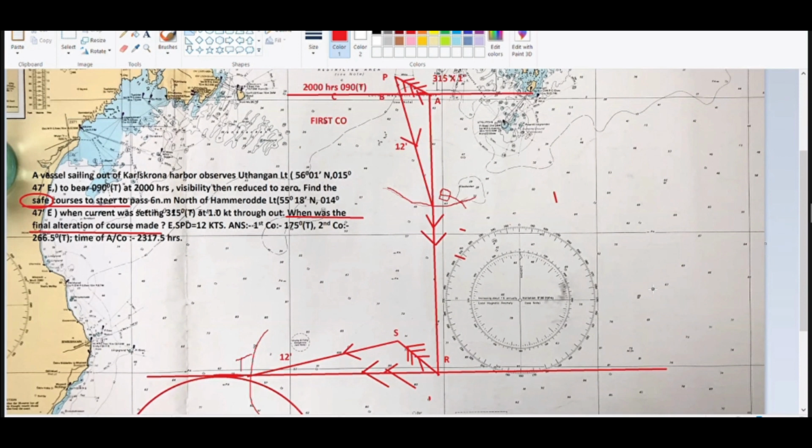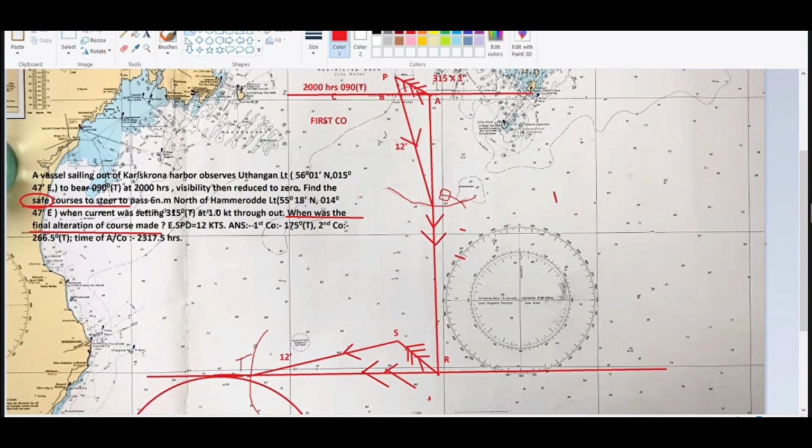That means the safe course: first one is top, and this is my second course. They are asking more, they are asking 3 things. This is my second course, so the course answer we got. Now they are asking, when was the final alteration of course made? When means at the point R. At the point R I have altered, then only I got the second course.